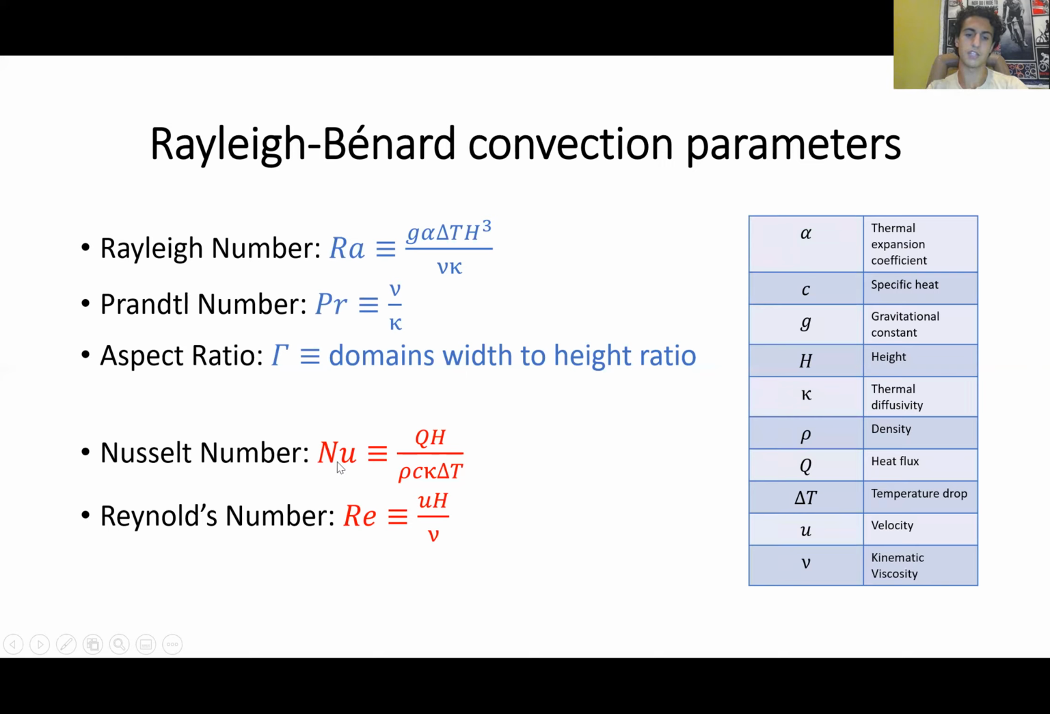Now, the 2 parameters in red are ones that we cannot control. These are the dependent ones, which include the Nusselt number, which is very important to our problem. It measures the effects of convection. It's simply the ratio of the total heat flux to conductive effects. So the larger the Nusselt number, the larger the effects of convection. The Reynolds number is simply the ratio of the velocity times our length scale h to the kinematic viscosity.